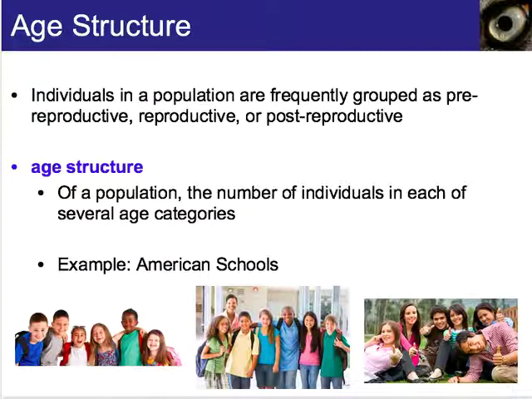We also look at age structure when we're talking about populations. Individuals in a population are frequently grouped as pre-reproductive, reproductive, and post-reproductive. So age structure of a population is the number of individuals in each of the several age categories. For example, the way I always think about it is you think about American schools. In elementary school, we are pre-reproductive. Once you get into middle and high school, we're of reproductive age. And once we're hanging out in our retirement homes, we will be post-reproductive.